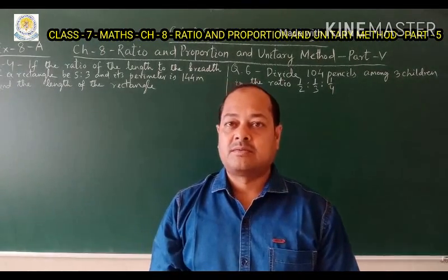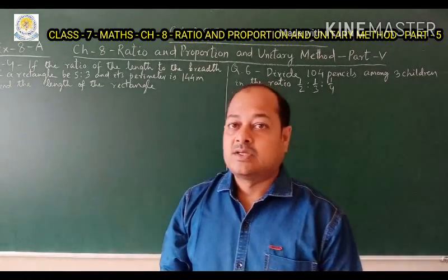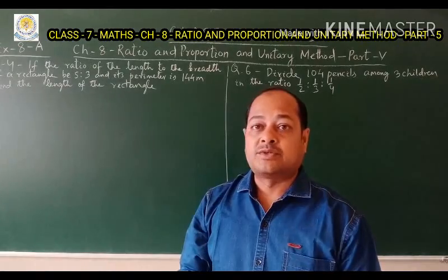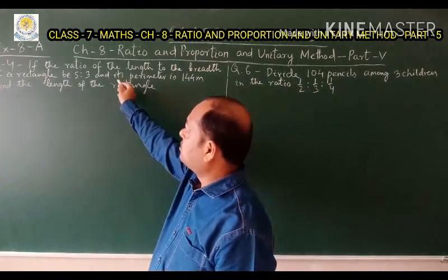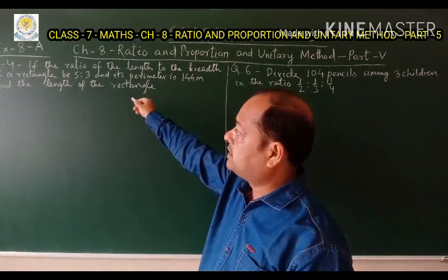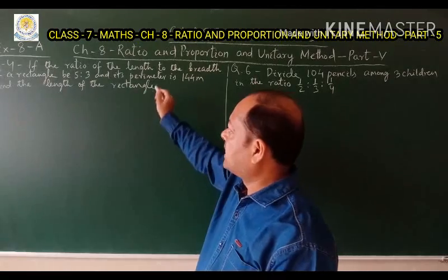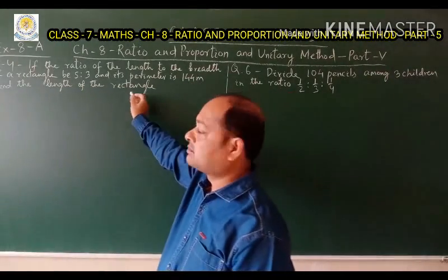Today we are going to solve some word problems from exercise 8a. In exercise 8a, look at question number 4. Question number 4 says that if the ratio of the length to the breadth of a rectangle is 5 is to 3 and its perimeter is 144 meter, find the length of the rectangle.